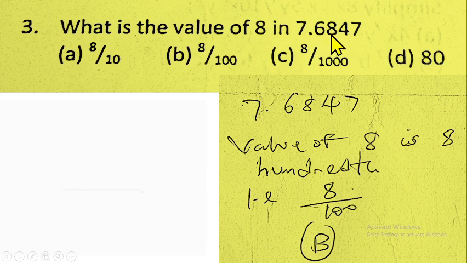Then 8 here is hundredths. This is thousandths. Then this is ten-thousandths. So the place value of 8 here is hundredths, not hundred, but hundredths. So that should be 8 over 100. That will give us hundredths. And that's what option B is, the correct option for question number 3. Hundredths, 8 over 100 is option B.